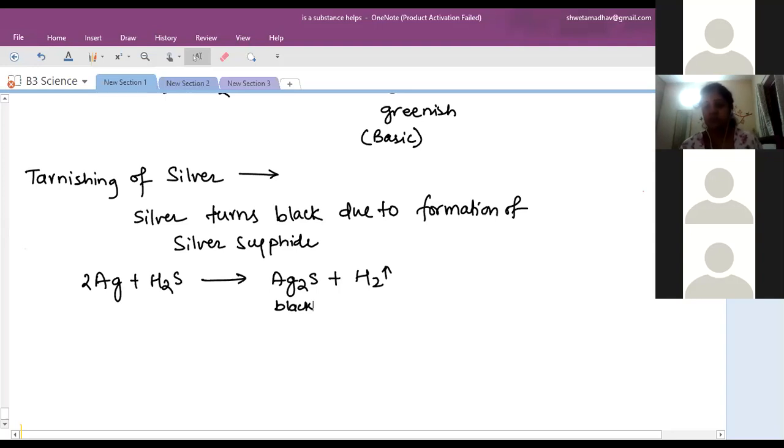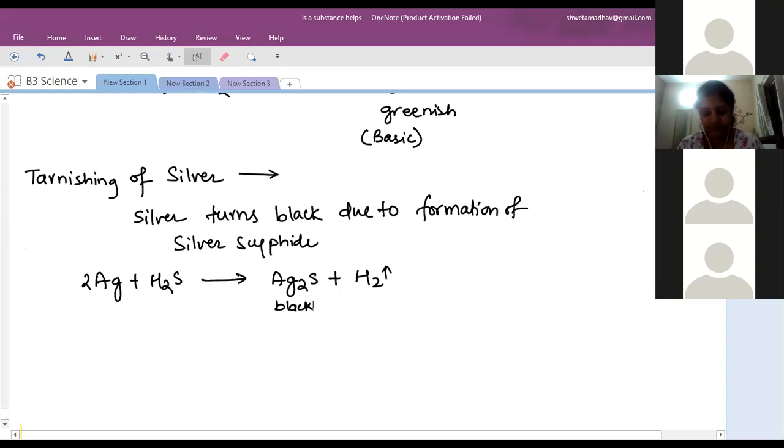Ma'am, is there any metal which does not react with the atmosphere at all? Gold, platinum. Okay, ma'am. So they still have valencies, right? They have, but they react only with some peculiar substances. Atmospheric gases, they won't react with at all.